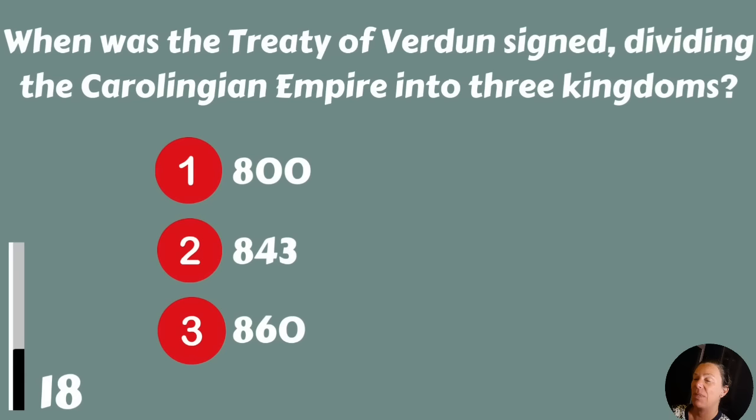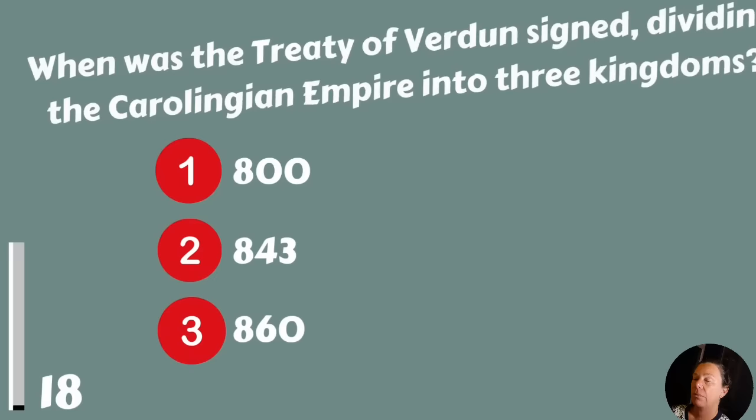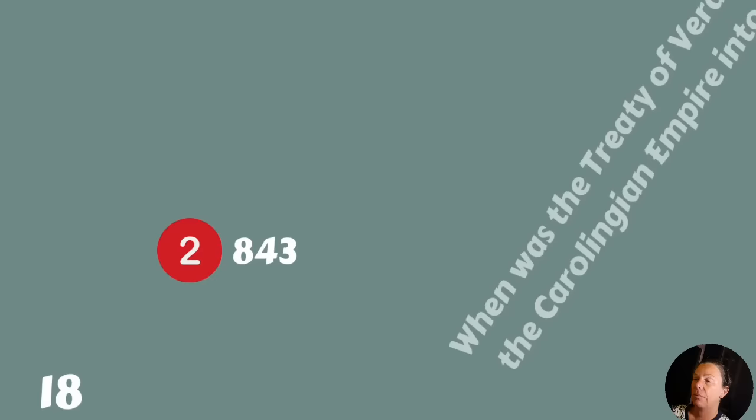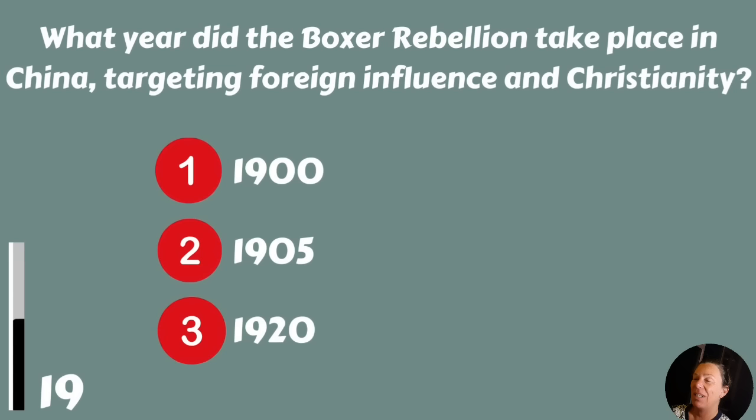800, 843, or 860? 843. What year did the Boxer Rebellion take place in China, targeting foreign influence and Christianity?